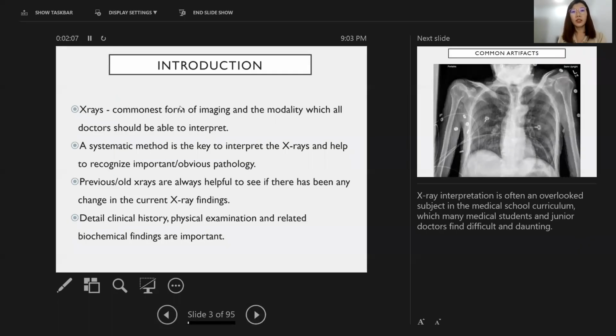Okay, so X-ray is the commonest form of imaging and the modality which all doctors should know how to interpret. We should have a systematic approach when interpreting the X-ray, so we won't miss any findings. Always find the previous or old X-ray for comparison so that we can identify if there are any changes. And then again, the detailed clinical history, physical examination, and related biochemical findings are also important, especially when clinicians request an X-ray, they need to give us this information so that we can correlate clinically. If not, I will ask the clinician to correlate.